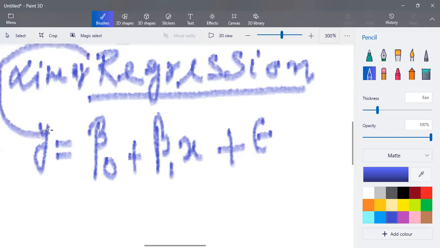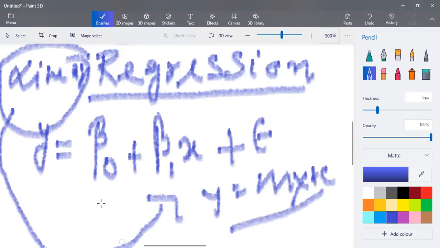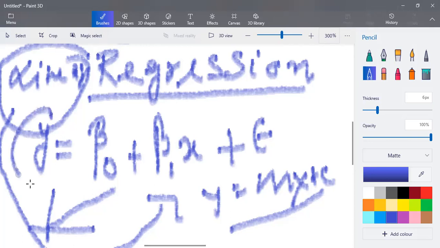So linear means that it signifies y is equal to mx plus c. So we can easily analyze the model is something related to the straight line function. So what are these parameters? First of all, I will say what is y.